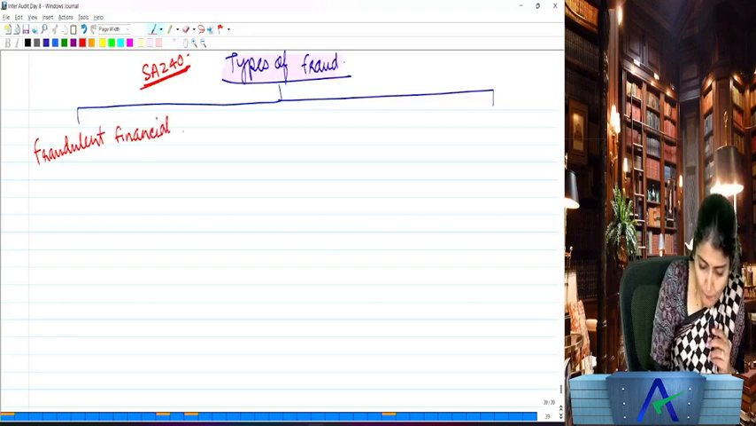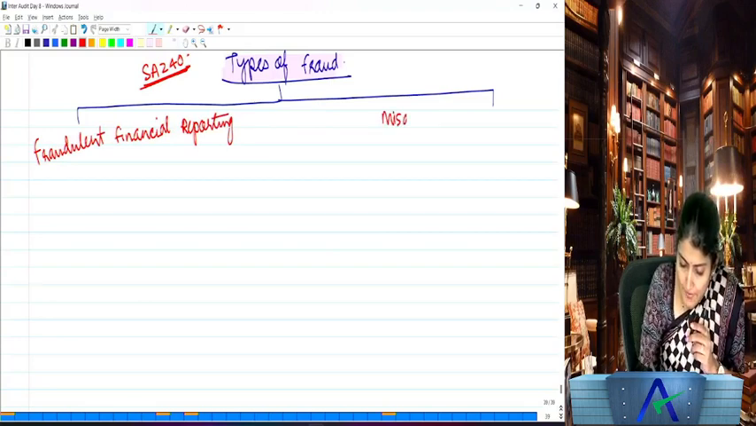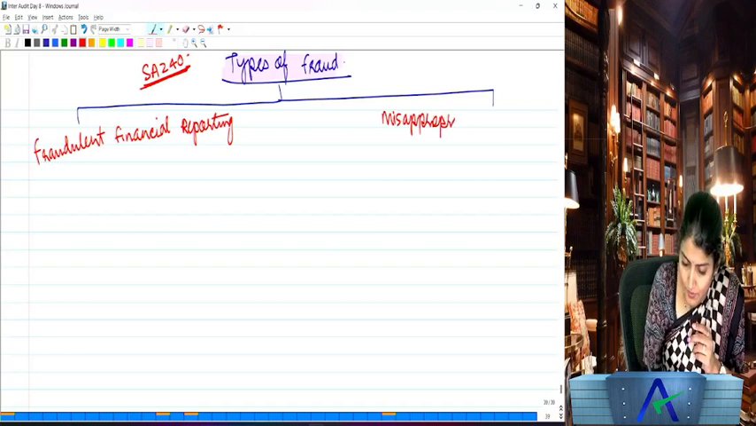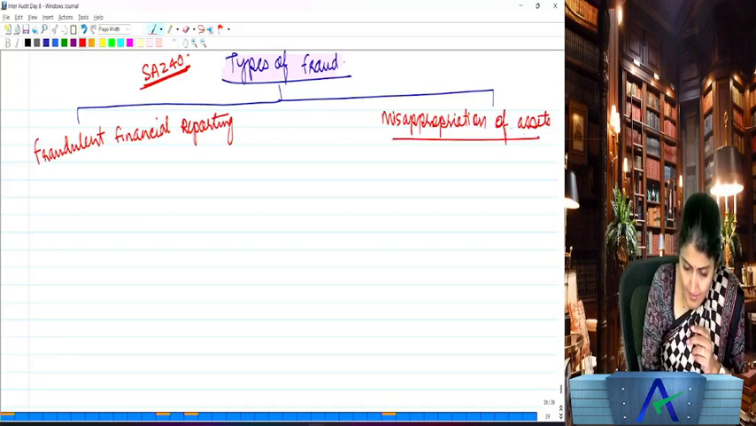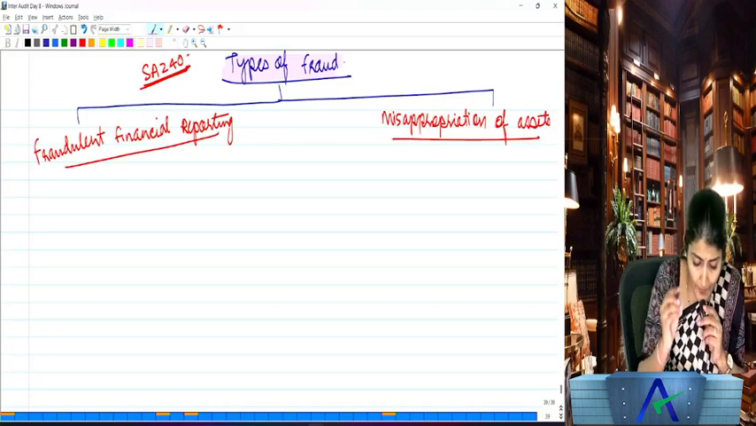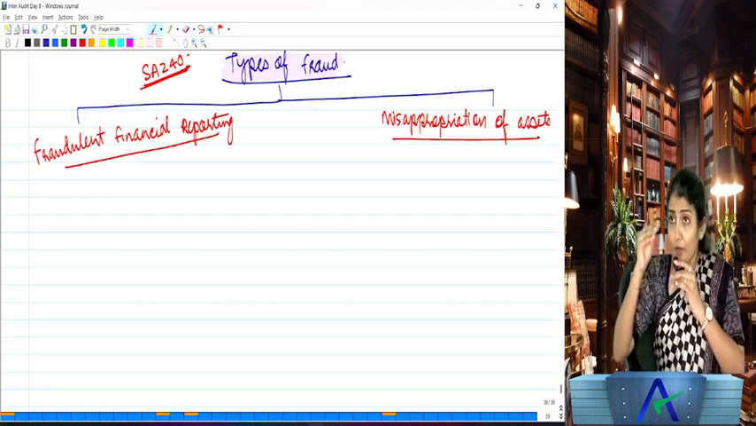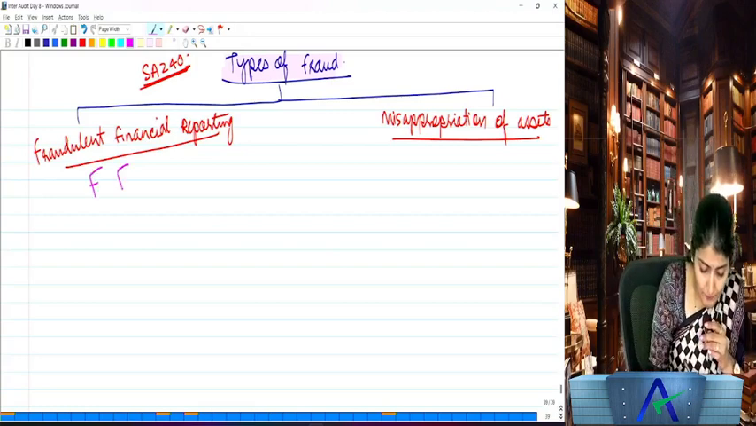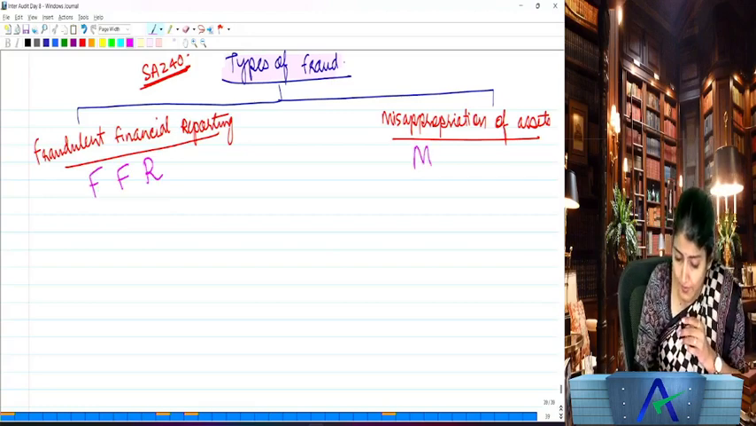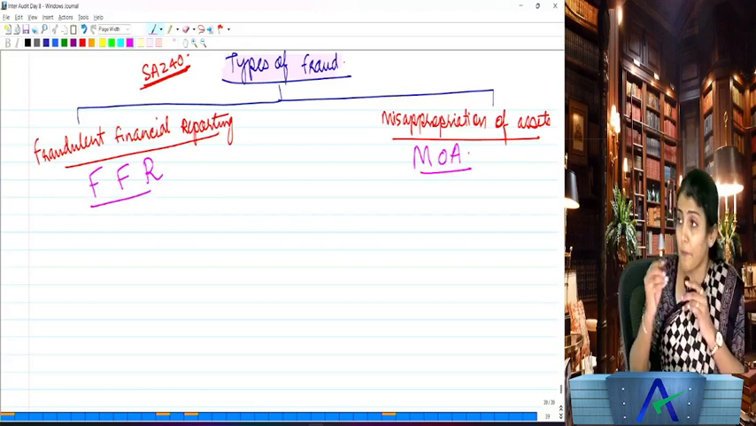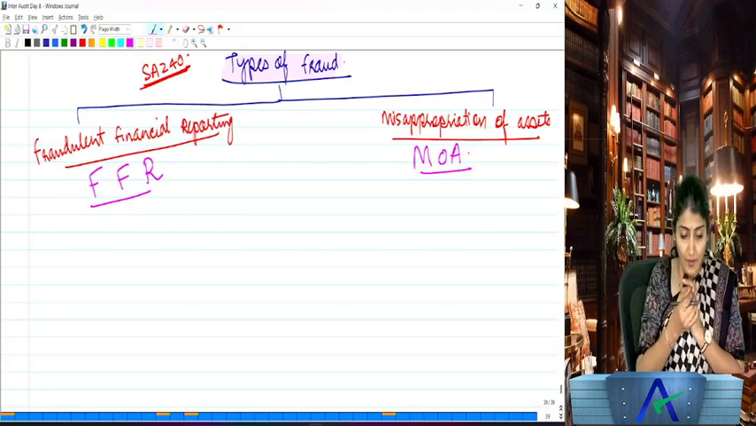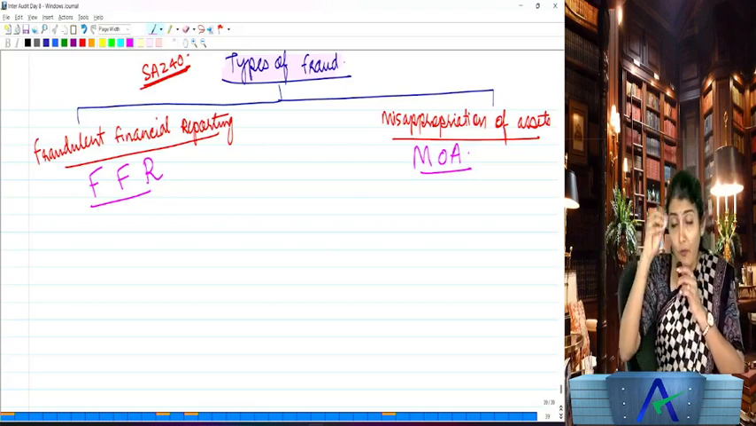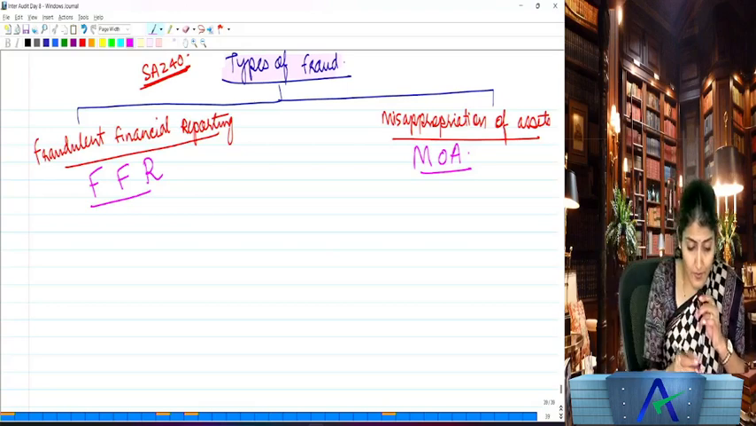Fraudulent financial reporting or the misappropriation of the assets. There are only two ways regarding how a fraud could have been done by an organization. One, either there is fraudulent financial reporting, or second, there is a misappropriation of the assets. Right, fraudulent financial reporting. What does it say?